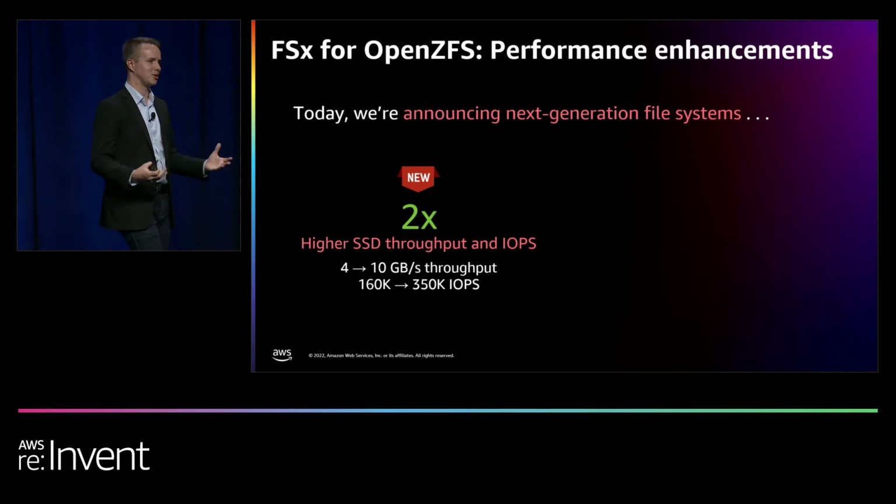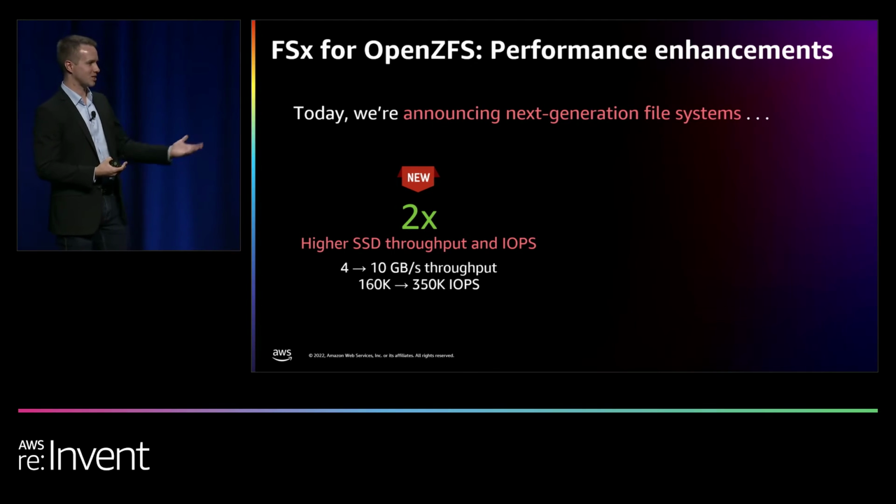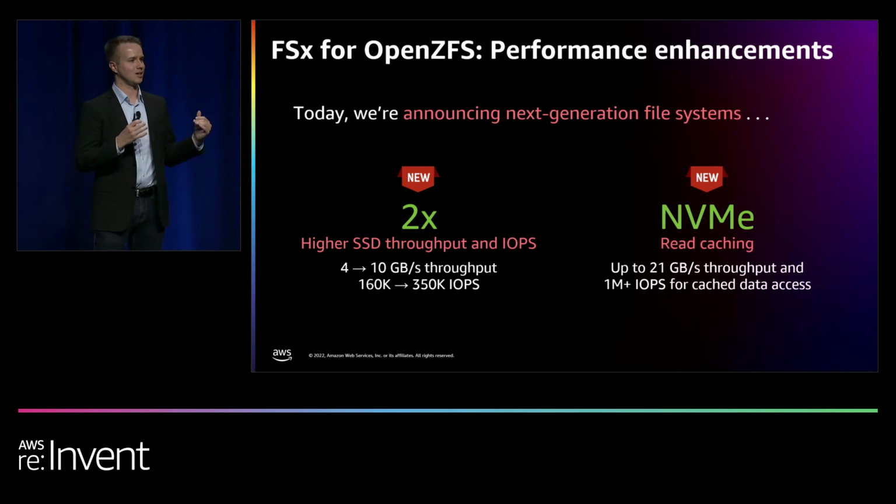We've gotten great feedback over the past year and a half since we've had FSx ONTAP out on the NVMe read cache that we support with multi-AZ file systems. So much so that we've announced it for single AZ ONTAP file systems today. And we're now also, with OpenZFS, adding read caching support for next generation file systems as well.